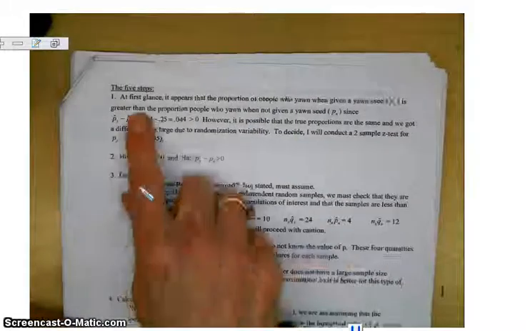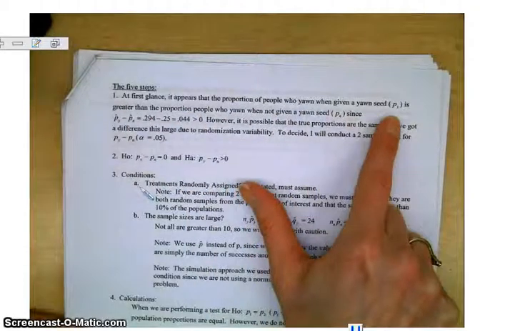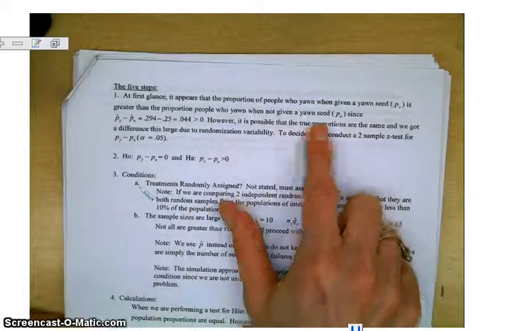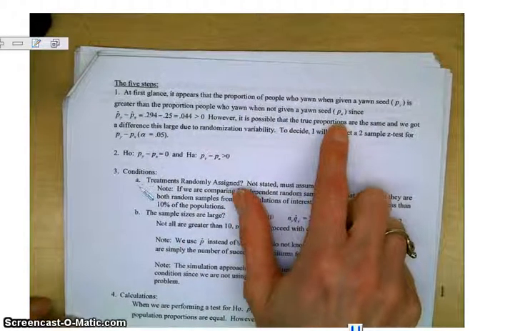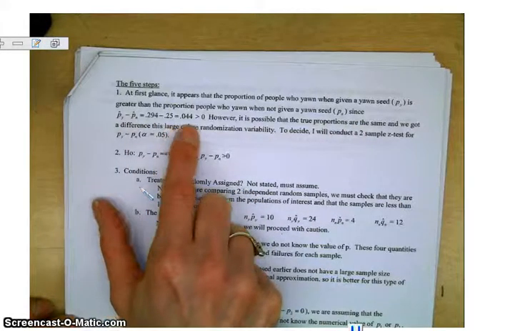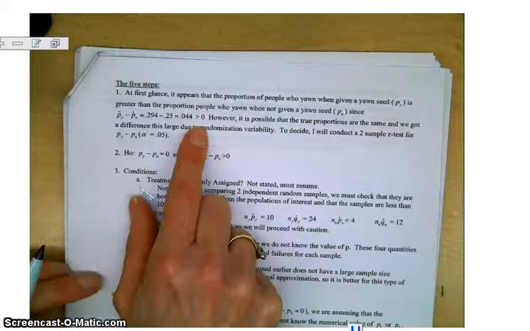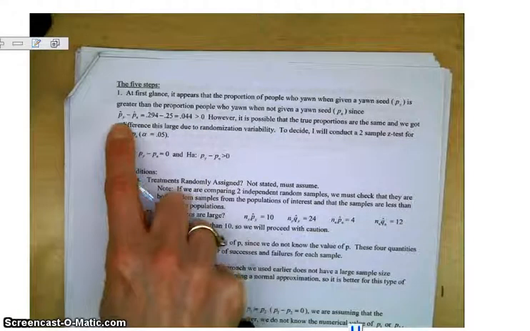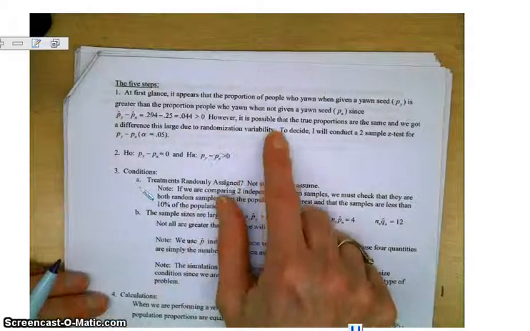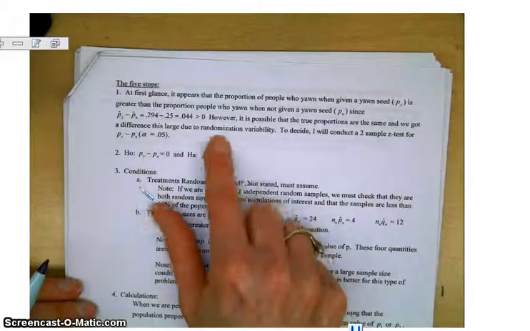Okay, so at first glance it appears that the proportion of people who yawn when given a yawn seed, P sub y, is greater than the proportion of people who yawn when not given a yawn seed, P sub n, since the difference is 0.044, which is greater than 0. Okay, it's a difference, and it's a positive difference, so that would mean the first one is higher. So it is possible that the true proportions are the same, and we got this difference due to randomization variability.